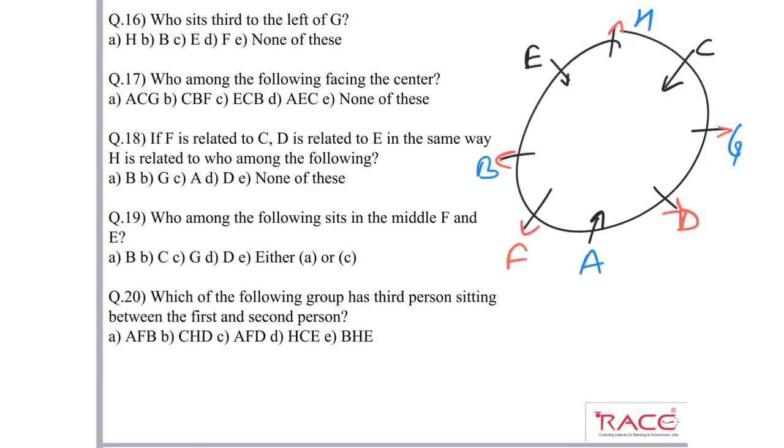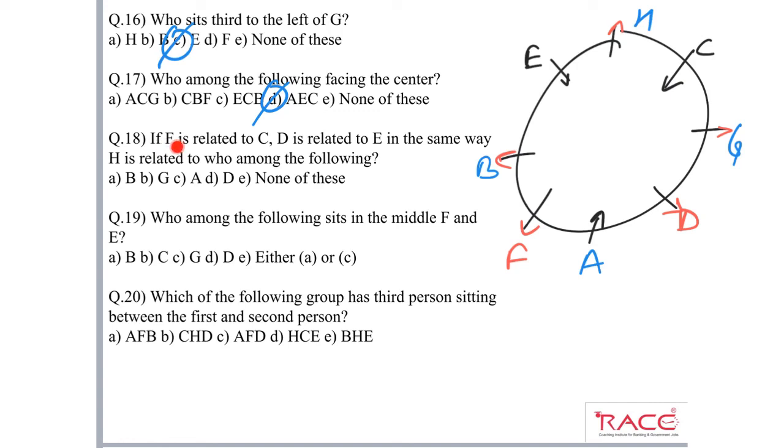Okay. So now let's solve 5 questions based on the given arrangement. What is the first question? Who sits third to the left of G? So G we have here, G is facing outside. So this side direction will be the left of G. So first left, second left, third left. What is our answer? E, means option C. Understood? Next, who among the following is facing the center? So we have 3 persons, A, E and C facing the center. So AEC, option D is the right answer.